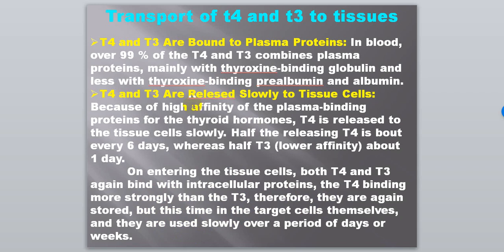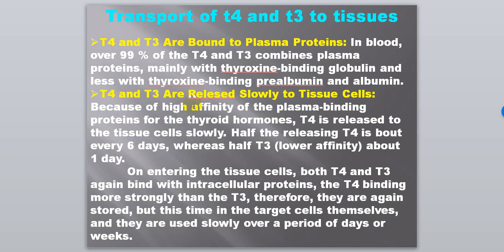We can summarize this paragraph. After synthesis, these hormones enter the blood vessels. They move in the blood by attachment to plasma proteins. Mainly which type of protein in the plasma? Globulin. And then which type? Albumin and prealbumin. They attach to these proteins, and the blood carries them to the tissues. What happens in the tissue? They release from plasma protein slowly because of the binding affinity.